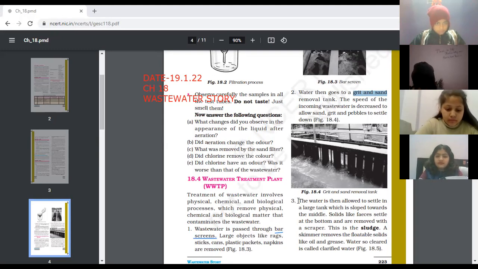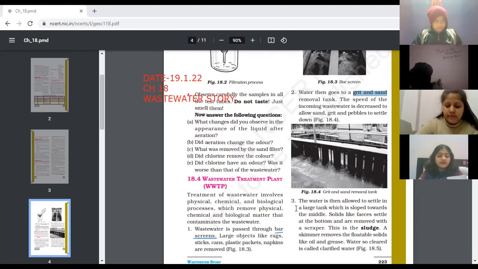The water is then allowed to settle in a large tank which is sloped towards the middle. Solids like feces settle at the bottom and are removed with a scraper. This is the sludge. A skimmer removes the floatable solids like oil and grease. Water so cleared is called clarified water.